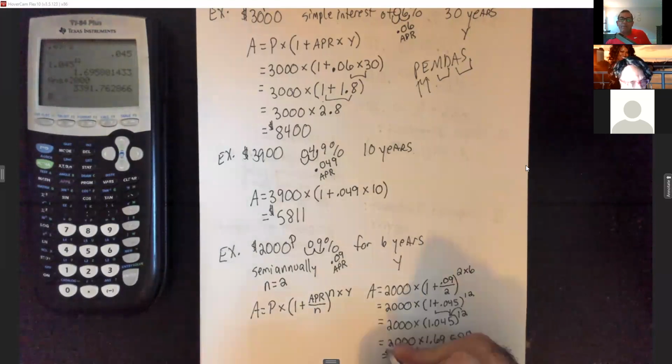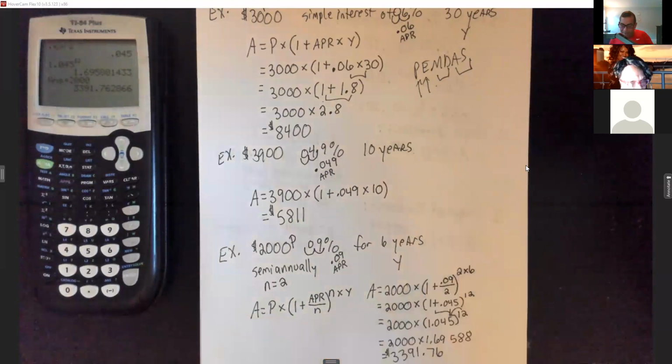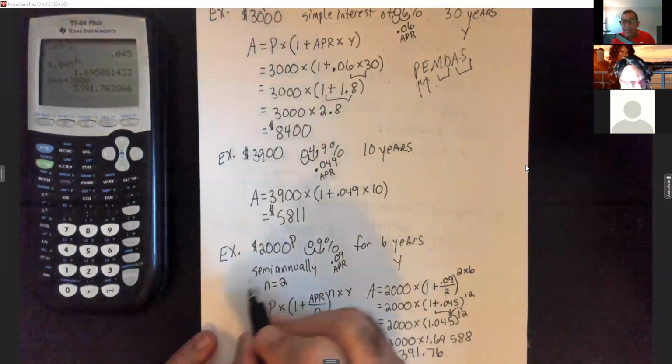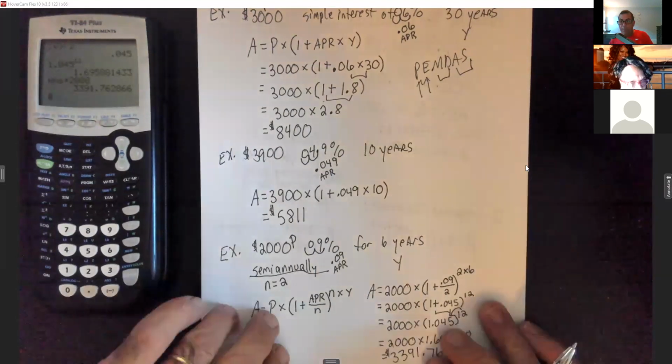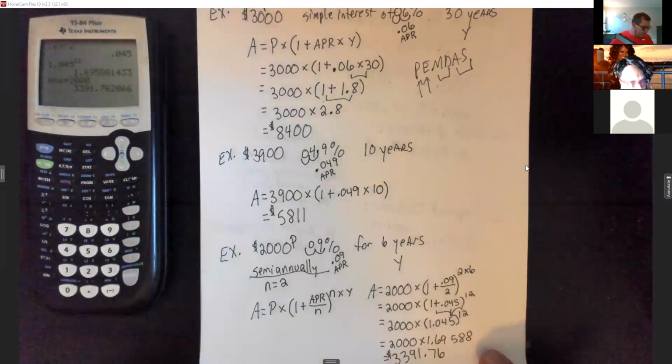So on that problem, the trick was getting that APR, 0.09, and then remembering that semi-annually means it's going to happen twice, okay? All right, so we're definitely going to do some more of these compound interest ones. All right, y'all, next example.